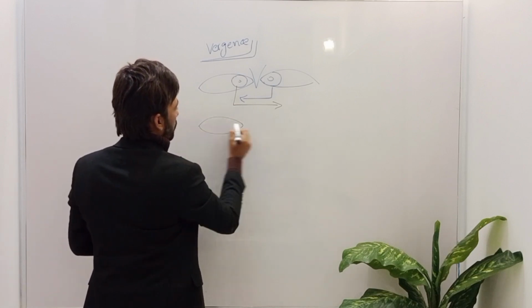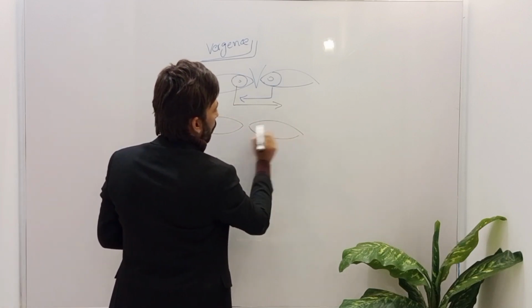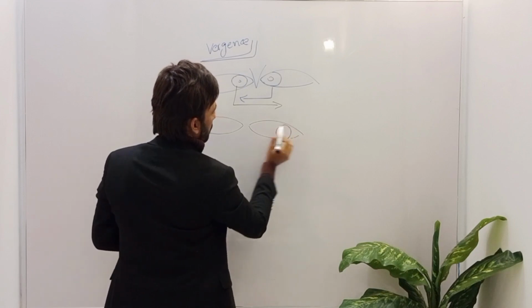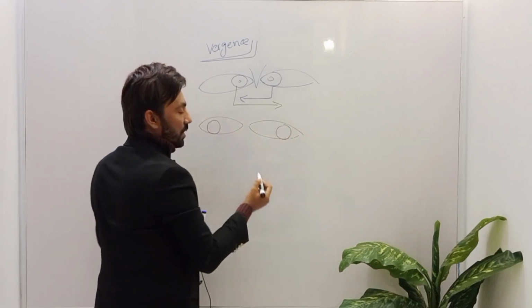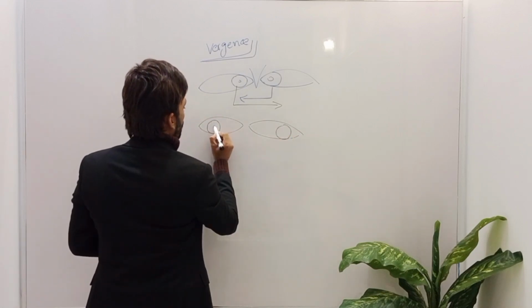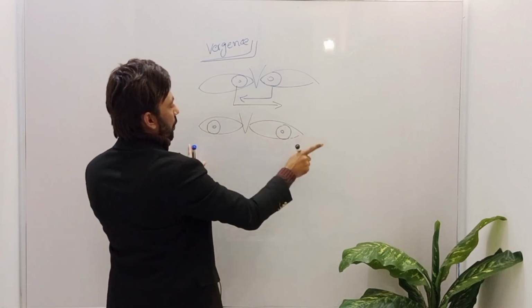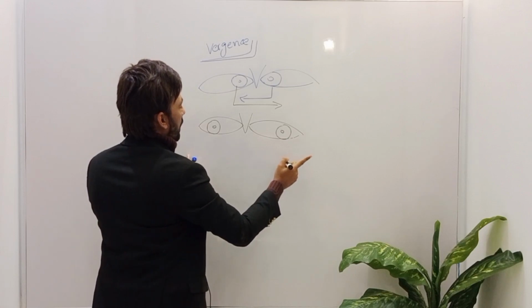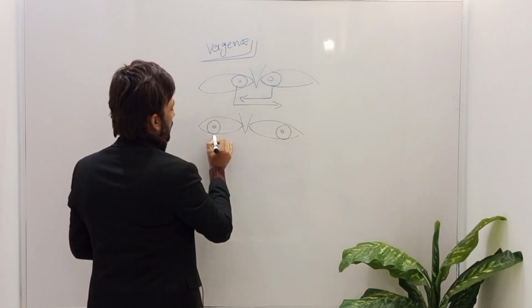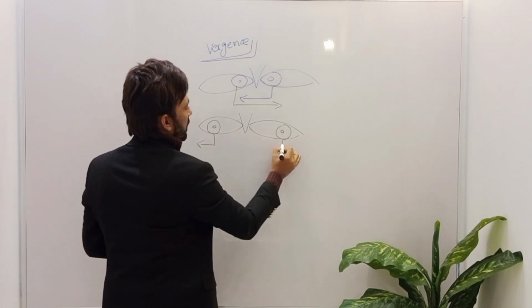And now the divergence means both eyes are moving away from the nose like this, but divergence is always limited, right? So this is divergence, right? This is the nose. So both eyes are moving away from the nose. This is called divergence, right? So this eye is moving toward this direction and this eye is moving toward this direction.